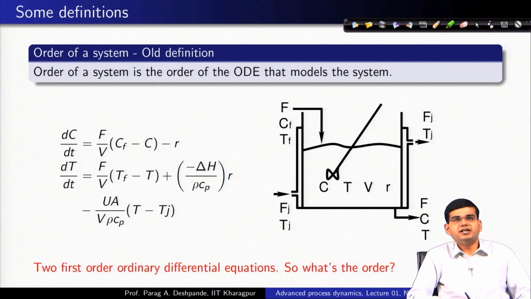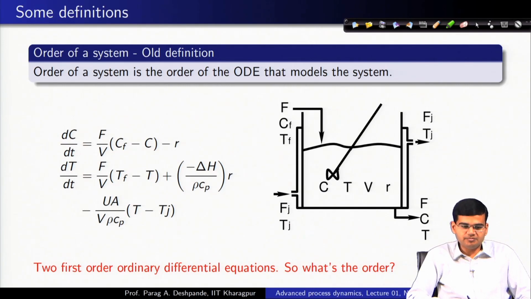Now, we can define traditionally the order of a system. In your undergrad process dynamics and control course, you must have studied the definition of an order of a system as the order of the ordinary differential equation that models the system. So, for example, if you take a manometer and do the dynamics of the motion of the liquid, the model equation comes from Newton's second law, and since Newton's second law is second order, you say that the order of the system or the order of dynamics of liquid level in a manometer is 2.